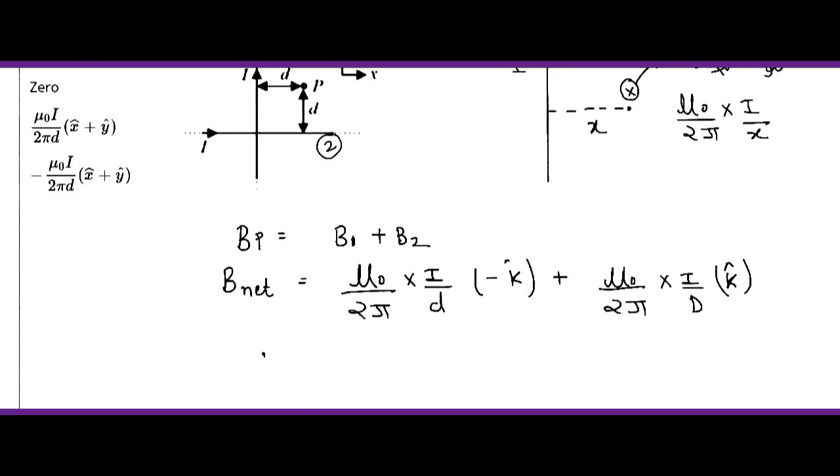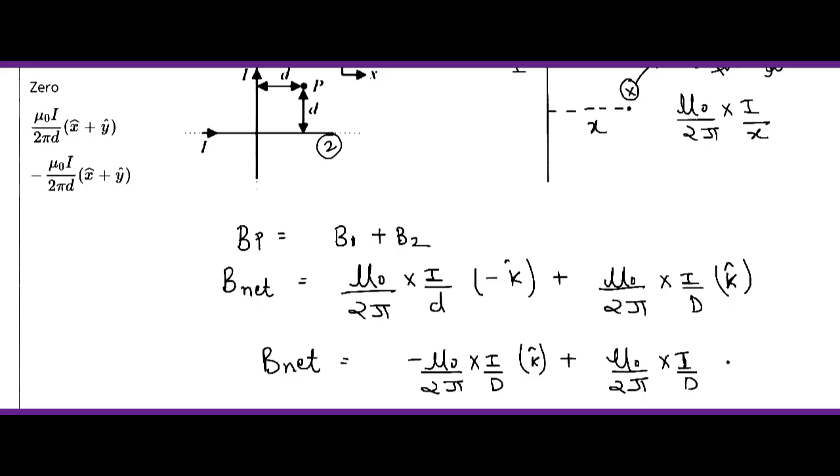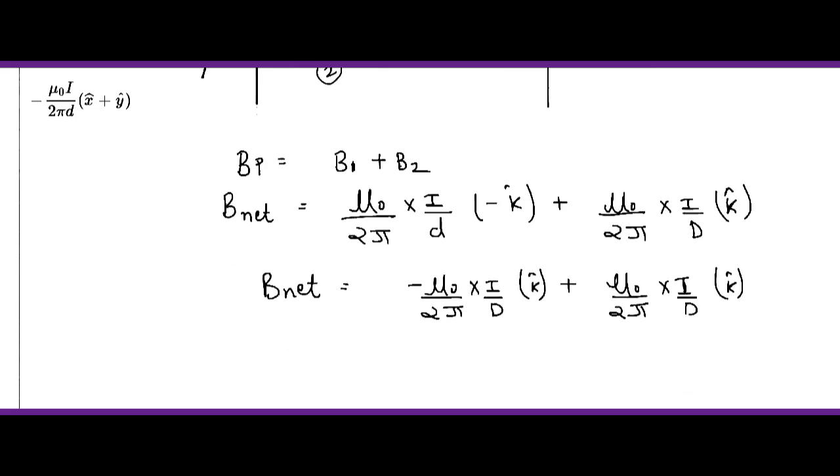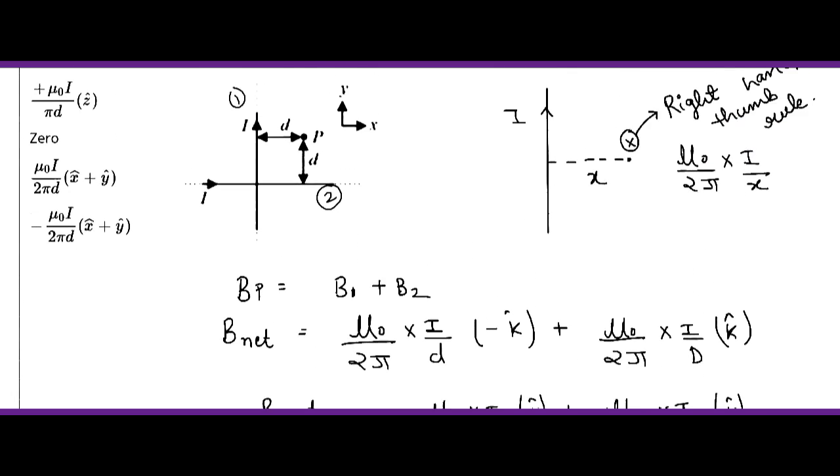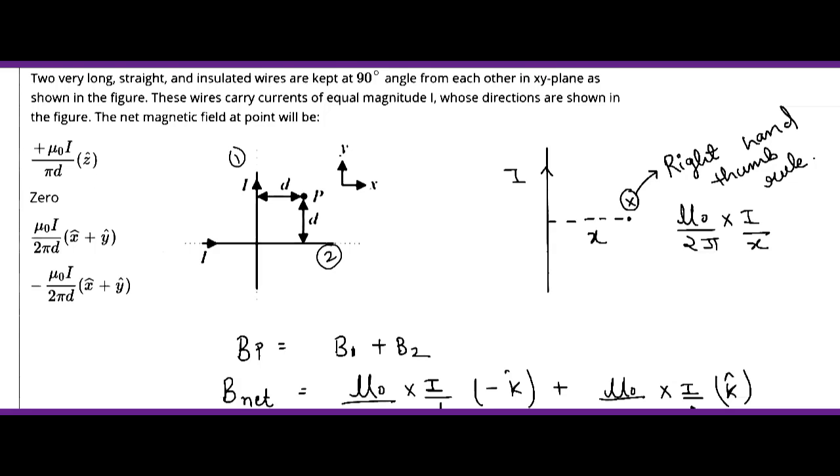So B net is equal to minus mu naught divided by 2 pi into I by D plus mu naught upon 2 pi into I by D, k vector. So we can clearly see that our B net comes out to be 0. So the net magnetic field at point P is 0 due to wire 1 and wire 2. So our correct option is option B, 0.